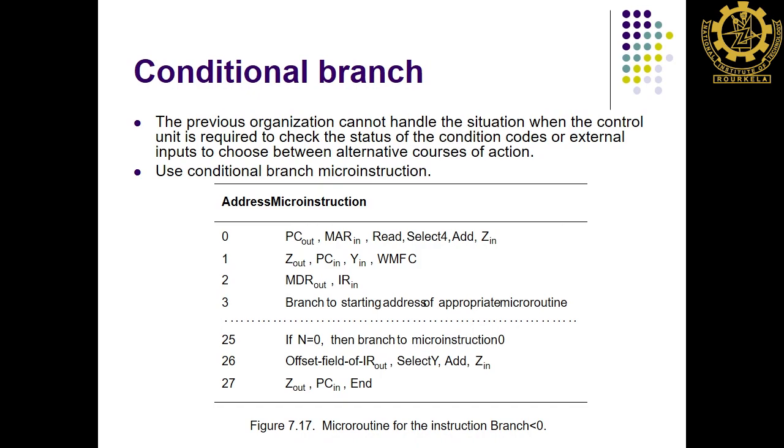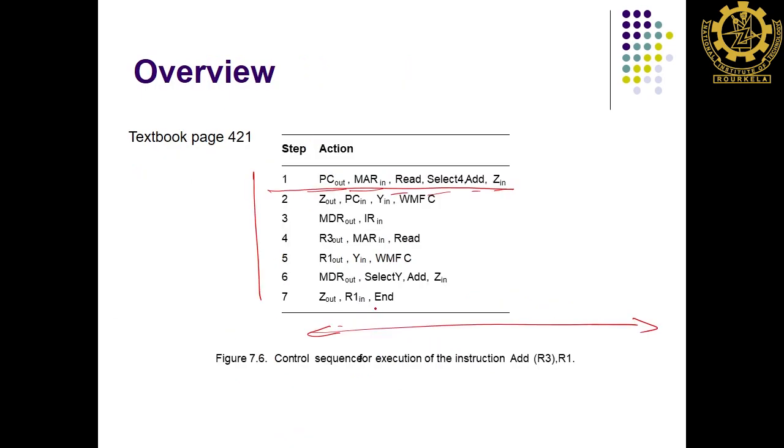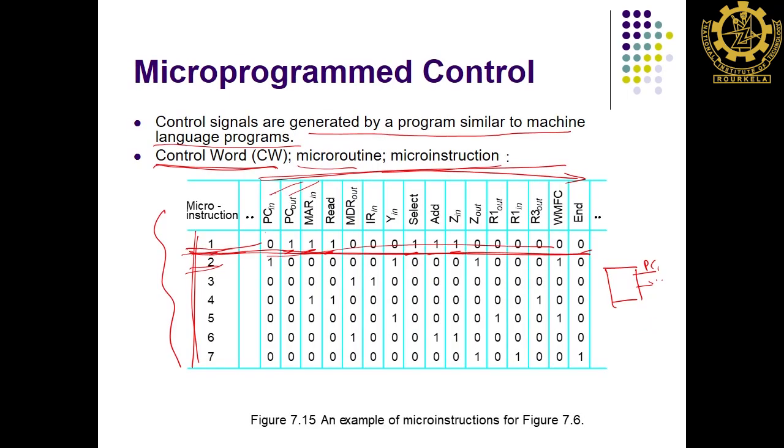Now, if there is a branch instruction, because earlier we said it will go sequentially, and if you look carefully there is an instruction called end also, which means that is the end of the instruction. Earlier it was also there here. So, end is also a signal, and you can see it is here too. End is 1 at the same step here; in all other cases it is 0.